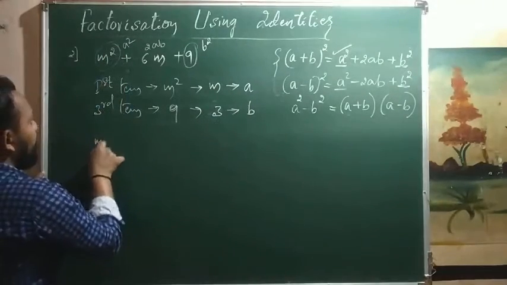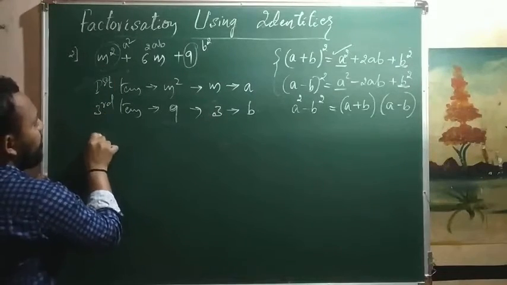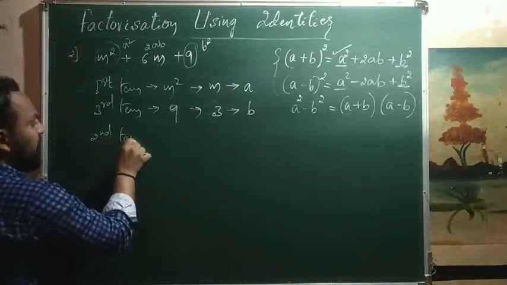Here this is in the form of m square plus the third term. Here the second term, I am writing so that you understand.